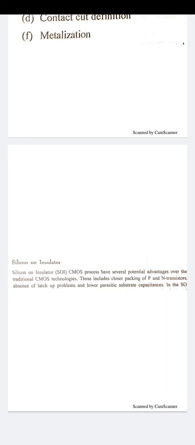The silicon on insulator process has several potential advantages over traditional CMOS technologies. These include closer packing of NMOS and PMOS transistors, absence of latch-up problems, and lower parasitic substrate capacitance. The basic steps are the same as the previous steps. We use different steps for the silicon on insulator process than in our previous N-well, P-well and CMOS twin tub processes.